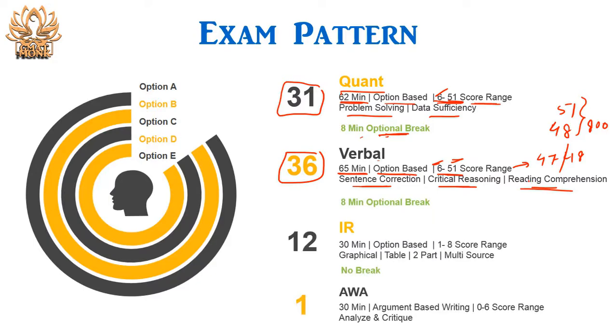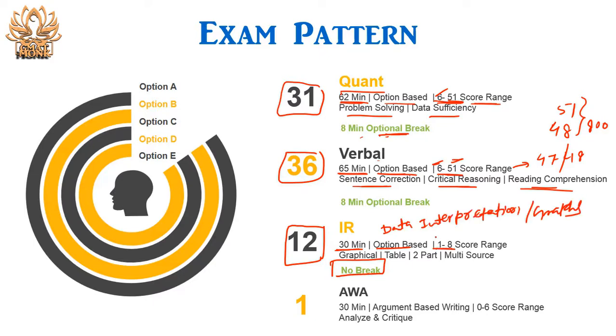And after this optional break you would get IR and AWA, the third section. And there will not be any break in between these 2 sections. So IR would comprise 12 questions, and there would be 30 minutes to answer these 12 questions. This again would be option based, and this is basically data interpretation type. And the score range would be 1 to 8. So the minimum score you would get is 1 and the maximum score you would get is 8.